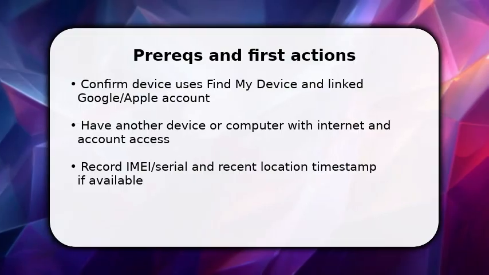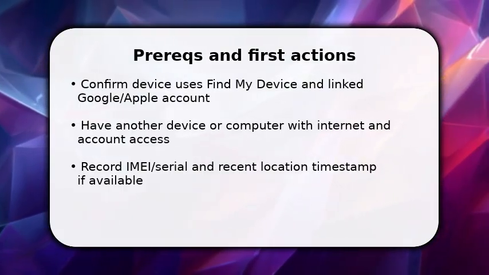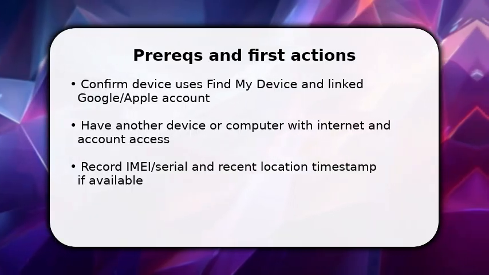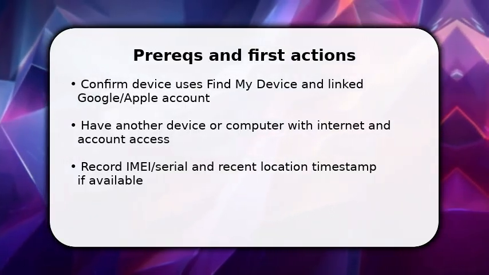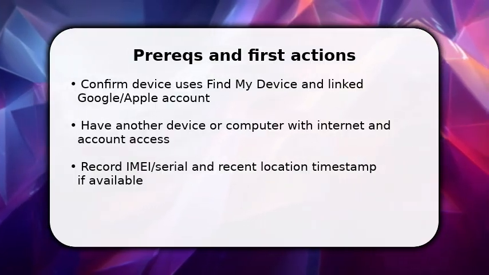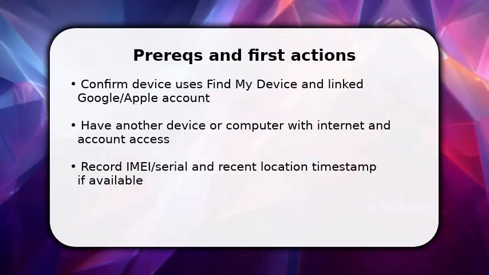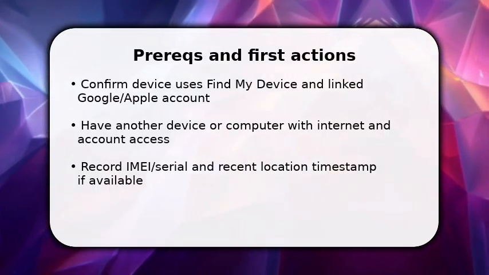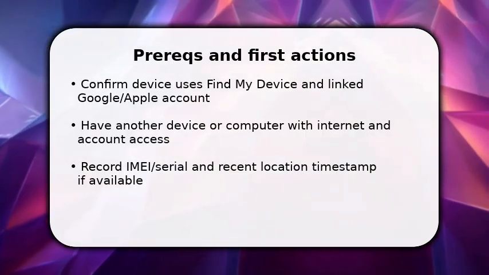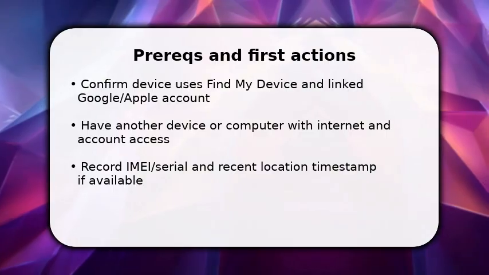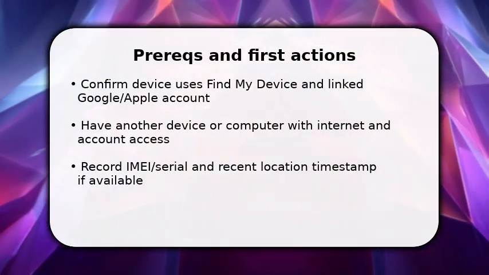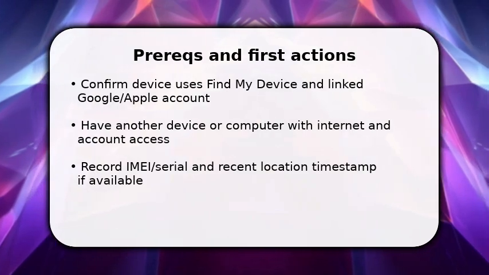You start by confirming the device is enrolled in Find My Device and that you can sign into the linked account. Once signed in, open the service on a computer or secondary phone and locate the device. This verifies reachability. Make sure you note the last known location and timestamp because that informs decision-making. If the device appears offline, prepare to queue commands. If online, proceed immediately to lock or erase. This establishes control and gathers evidence before destructive steps.